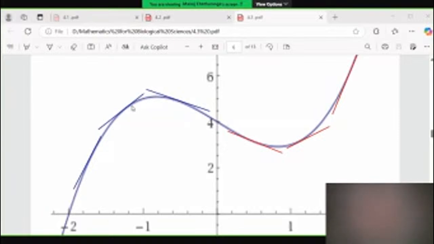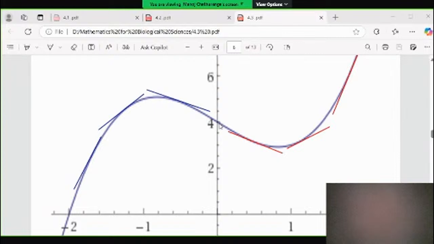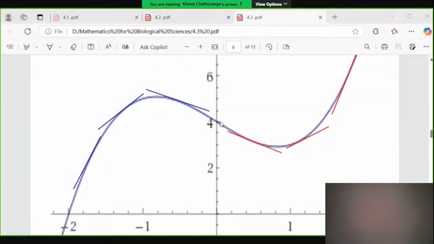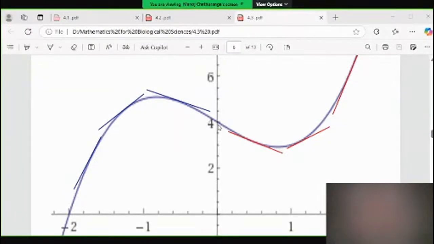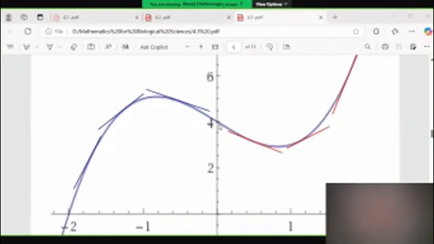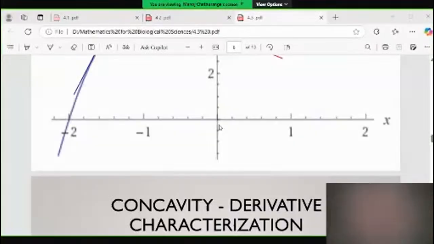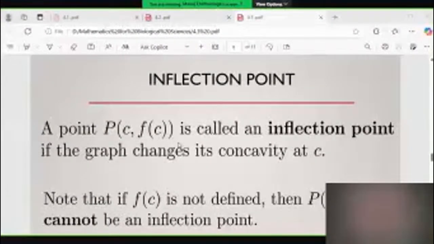So right here, the second derivative is negative. Over here, the second derivative is positive. Somewhere in the middle, the second derivative must be 0. Right over here, maybe, let's say it is the point where the y-intercept happens. That is an inflection point. It is not a critical point. Points where the second derivative is 0 are called inflection points. A point is called an inflection point if the graph changes its concavity at c.